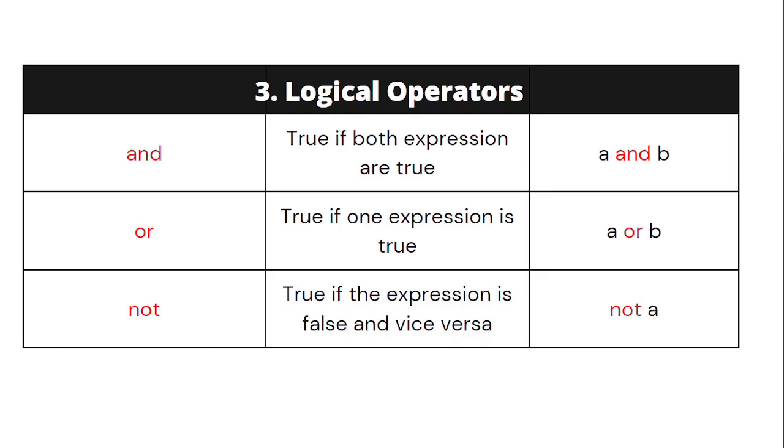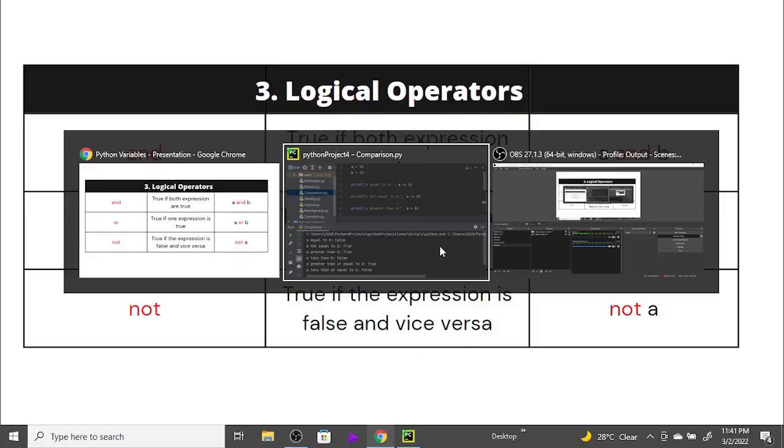AND gives us true if both expressions are true, and OR gives us true if at least one expression is true. And then NOT gives us true if the compound expression is false, and gives us false if the compound expression is true. So it gives us the reverse. Let's quickly look at that in action.